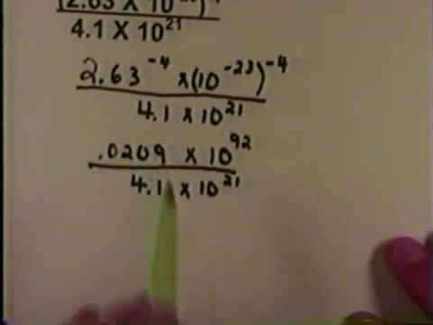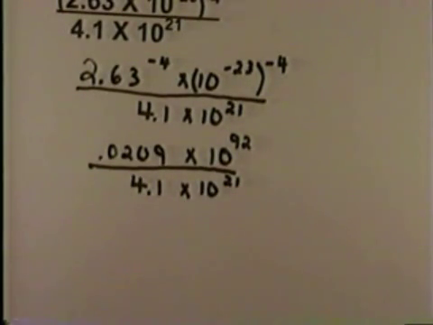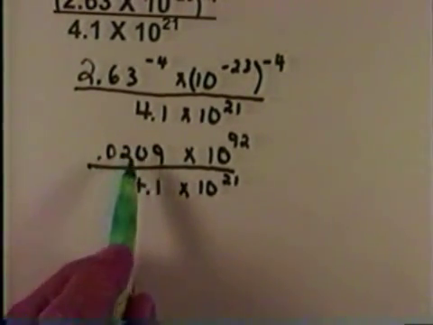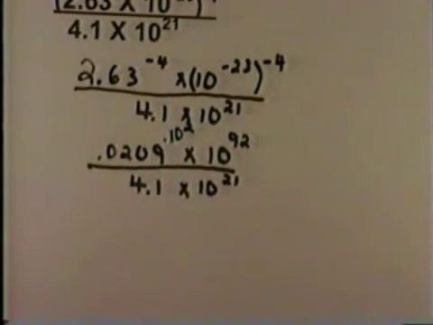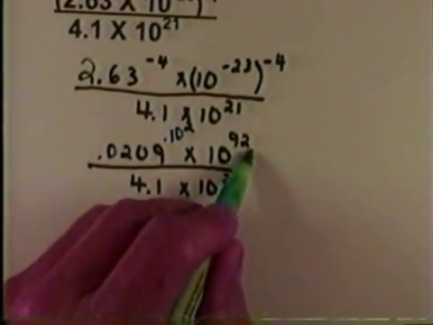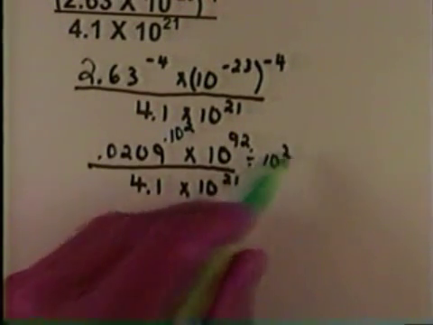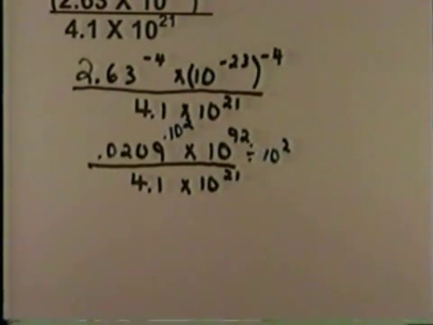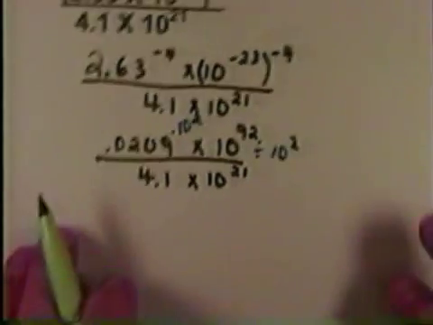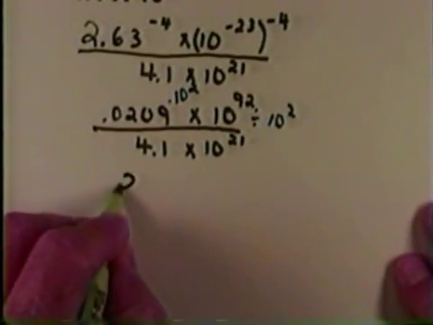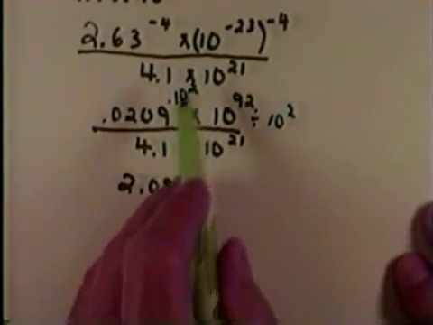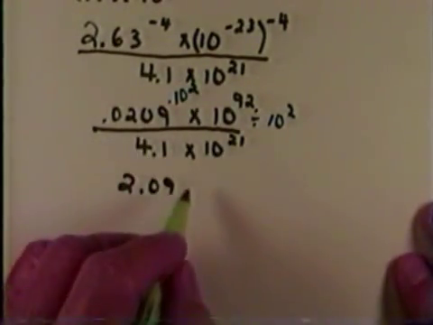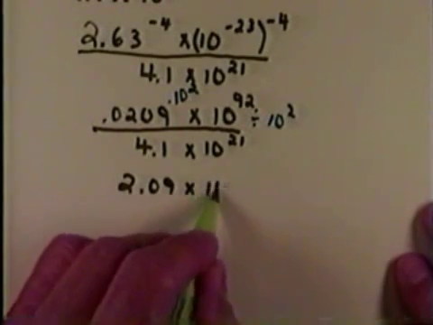Now I'm going to change this to pure scientific notation. I need to move my decimal 2 places over, so I'm going to multiply by 10 squared. So then I need to divide here by 10 squared. So I get 2.09, because I moved my decimal 2 places to the right, times 10.